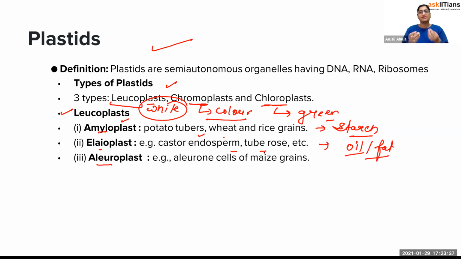Basically, any plant from which we are getting oil, that thing. Aleuroplasts: wherever you hear the word aleurone, it is a type of protein. So it's storing the protein. An example is the aleurone cells of maize grains. So I suppose that is clear to you.